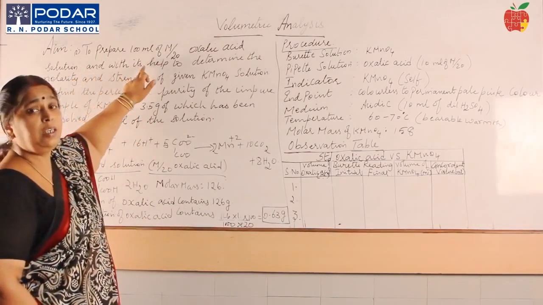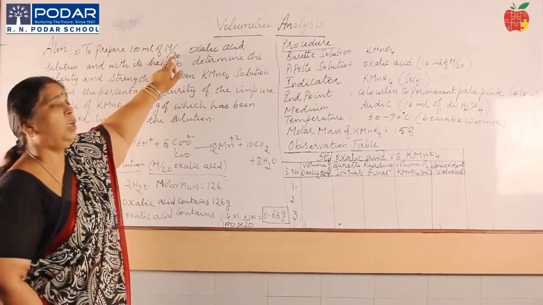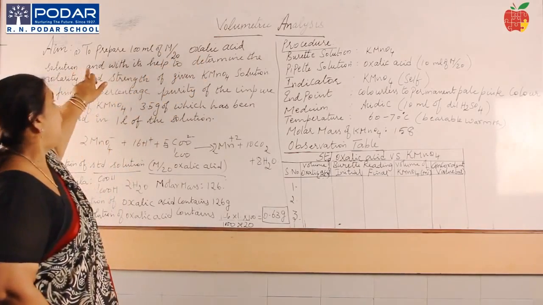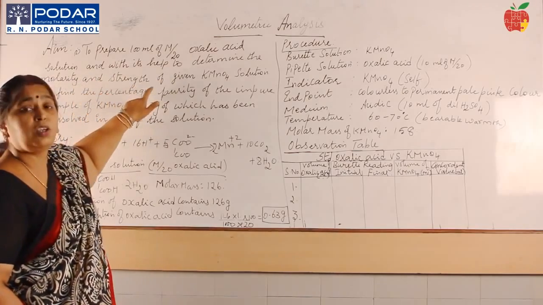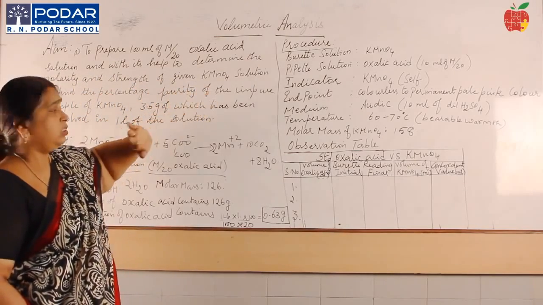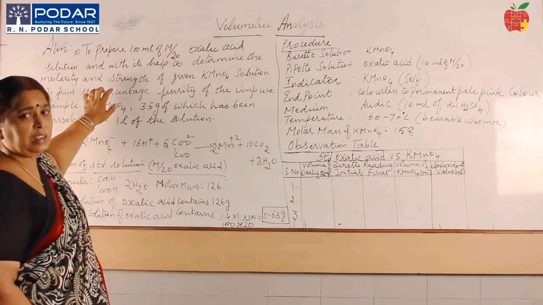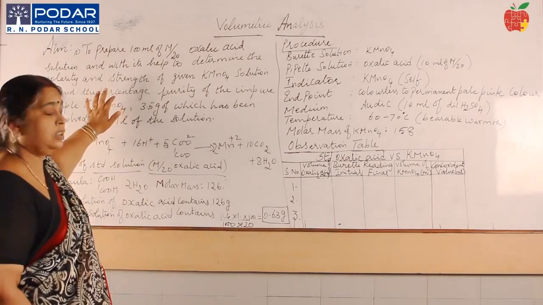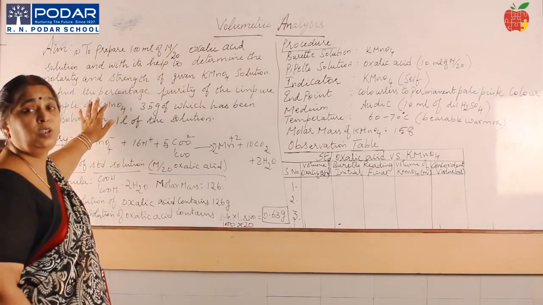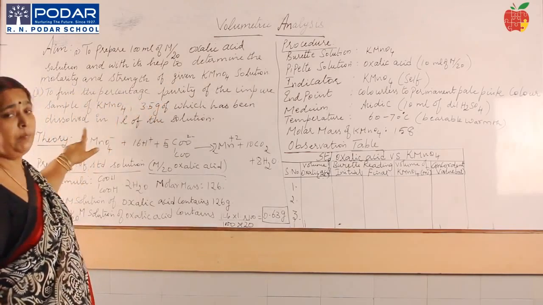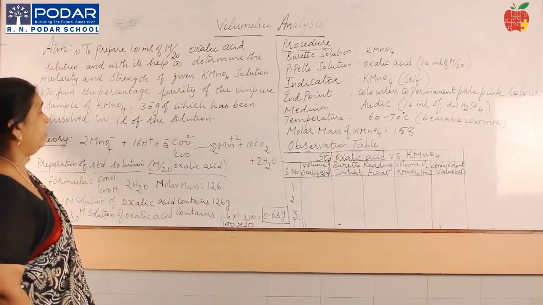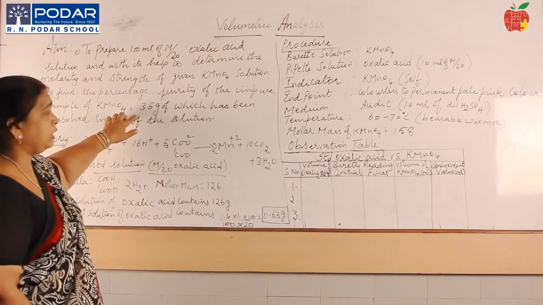To prepare 100 ml of 1 by 20 molar oxalic acid solution, and with its help to determine the molarity and strength of the given KMnO4 solution. That is your first aim. You will find the molarity and the strength, and then as I told you, you have another aim also, to find the percentage purity of the impure sample of KMnO4, which will contain, how much does it contain?